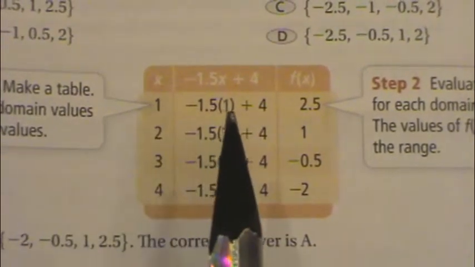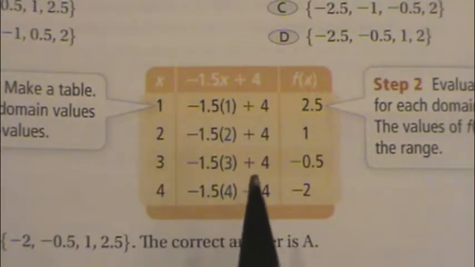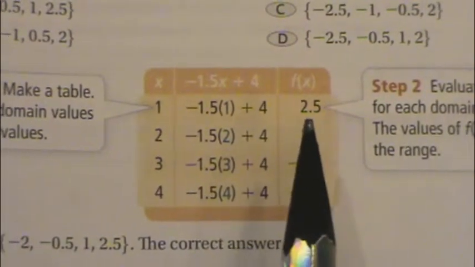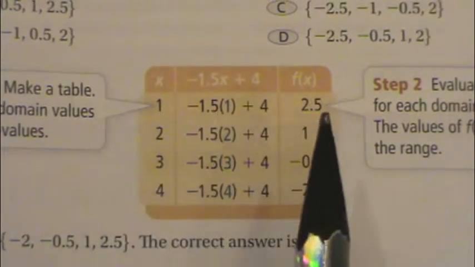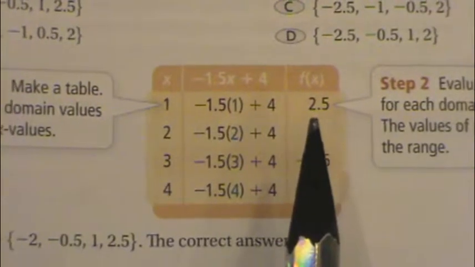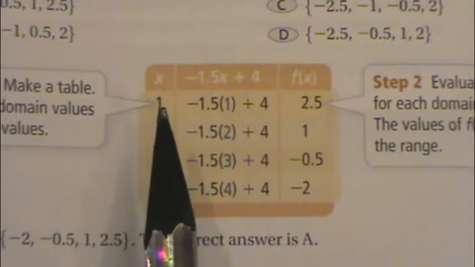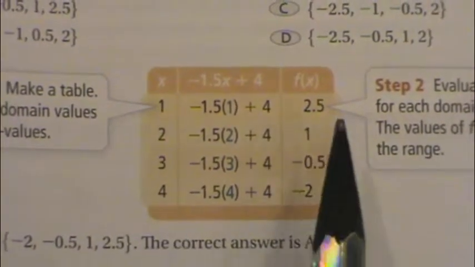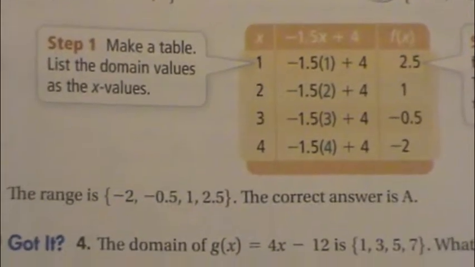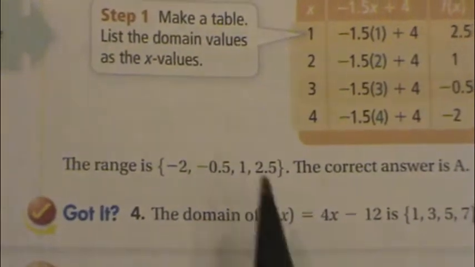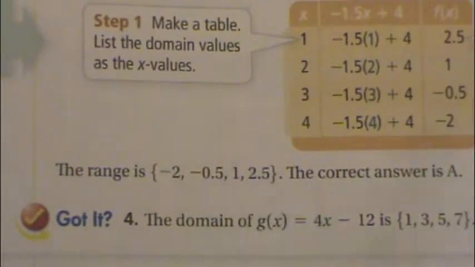So when you plug 1 into the function, you write it in, plug 2 in, and so on, and here is the answer. When you plug 1 in as an x value, f of x is 2.5. And those are your other values. Since these are the only domain values of the function, these are the only range values for the function. And they show you the range is, notice they've written it in set bracket notation.